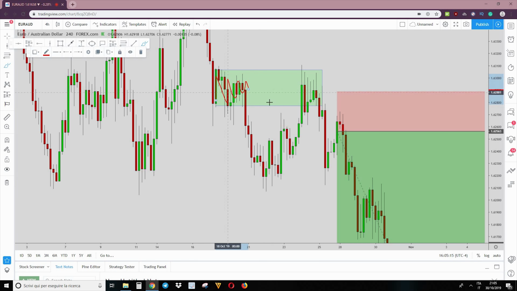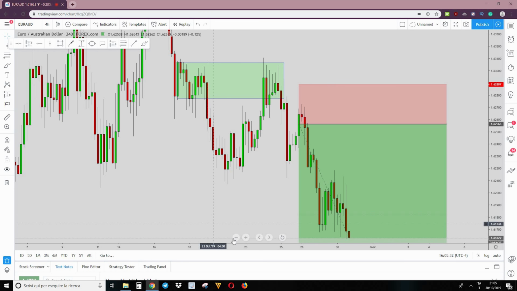Okay, very important to say this. We wanted to see a retracement back inside of this zone. And as you can see, that is exactly what happened. The market went back inside of the zone, and you might argue, okay, the market went back into the zone. Why did you wait before taking your entry?